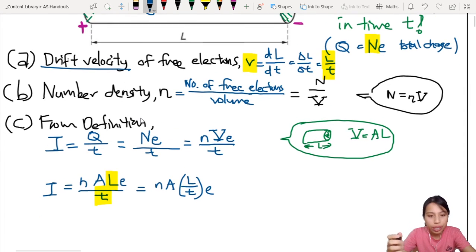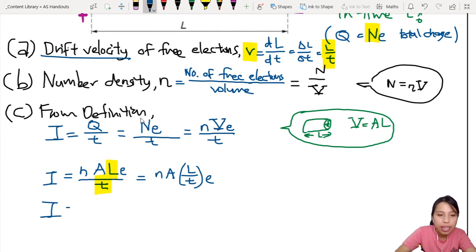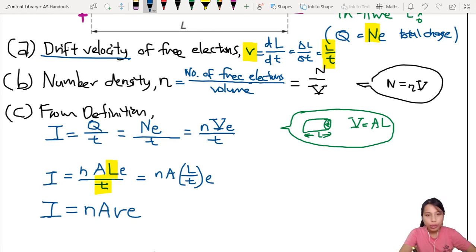Let's do it on the next line. Current is, drum roll, the final thing. Number density, how many electrons there are per unit volume, times the cross-section area of the wire. L over T is drift velocity, so now it's in the equation. Drift velocity, times E. If you don't want to put E, you can put Q also. Some textbooks will put Q, don't panic, it's the same thing. Here I already said charge carrier electron, so I put E. So I equals nAvE.